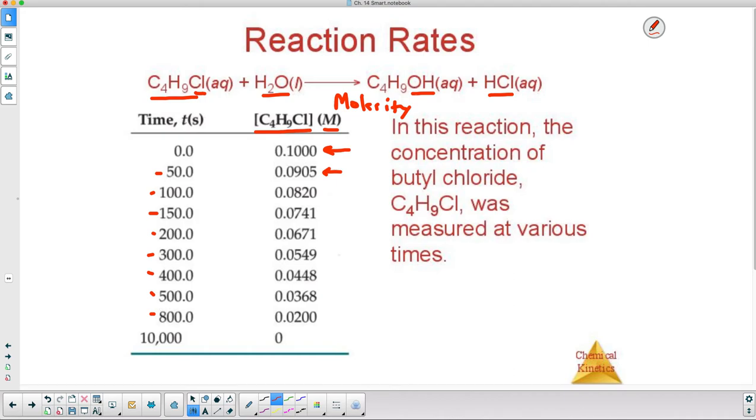So in this reaction, the concentration of butyl chloride was measured at various times. Notice it starts off at 50, and it goes for every 50 seconds until we hit 200, and then it goes for every 100 seconds. So the time span is not constant throughout. But notice that each time they take a measurement, it seems like the reaction is slowing down little by little.